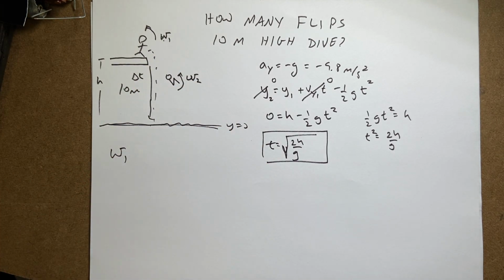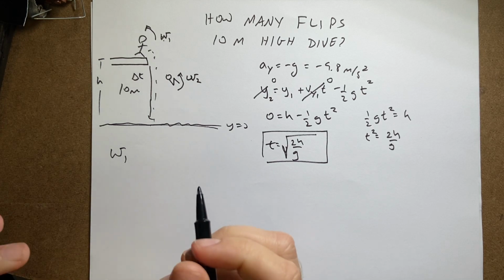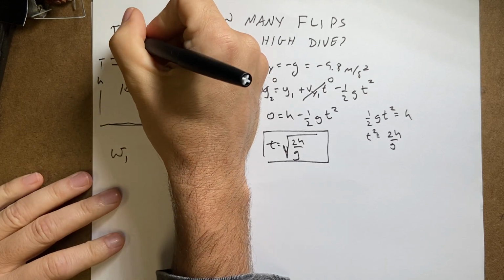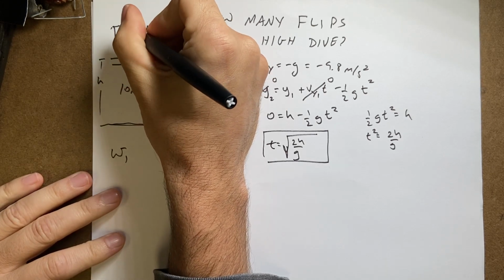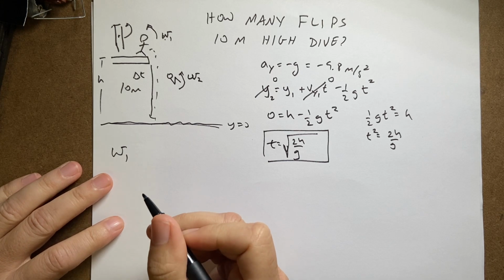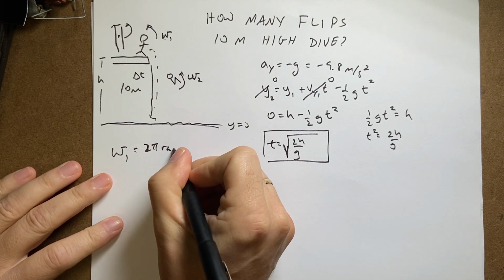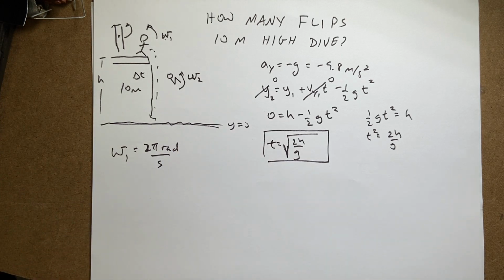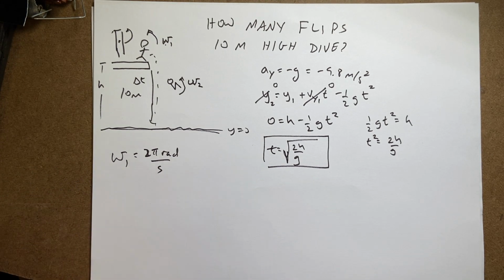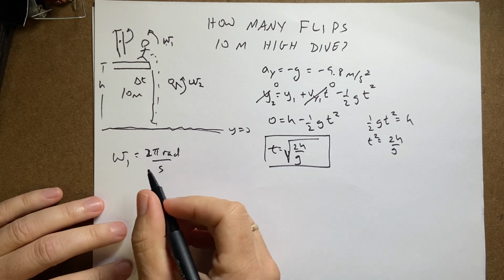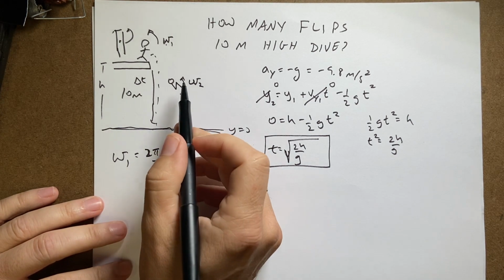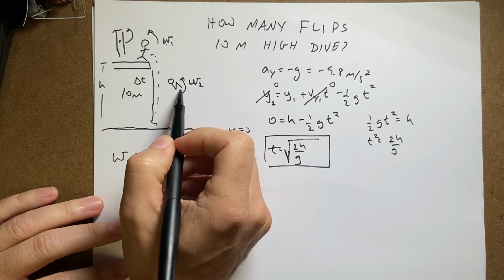If I jump off a platform, my initial rotation, as a standing human stick, let's say that's 1 rotation per second. So 2 pi radians per second. I'm just totally estimating that. I mean, totally. Okay. And now I need to say, what's going to happen as this person falls down?